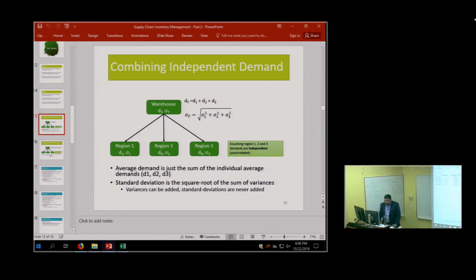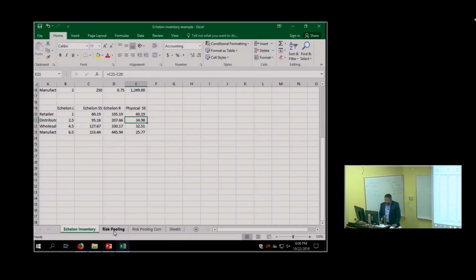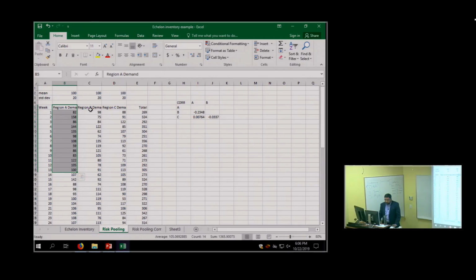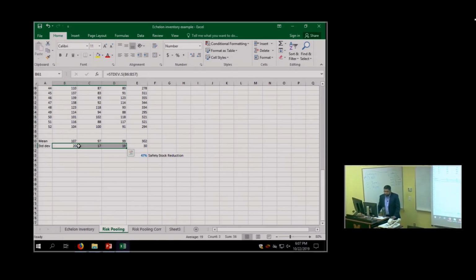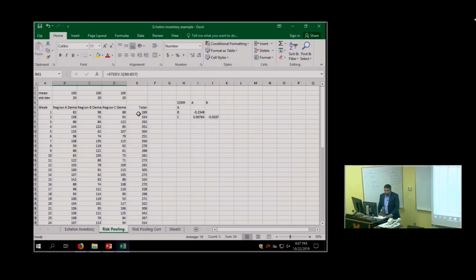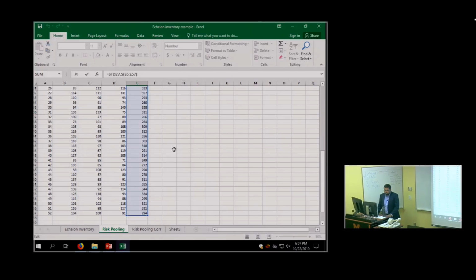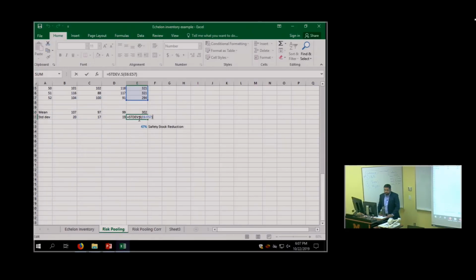So this is again in the risk pooling slide. Here I have 3 regions' demands. Okay? The average of region 1 is 107, region 2 is 97, 99. Standard deviations are given here. If I add these 3 standard deviations, you can see the sum is 56. Okay? But if I just sum these columns up and I compute the standard deviation of this summed column, the standard deviation of the summed column is only 30.